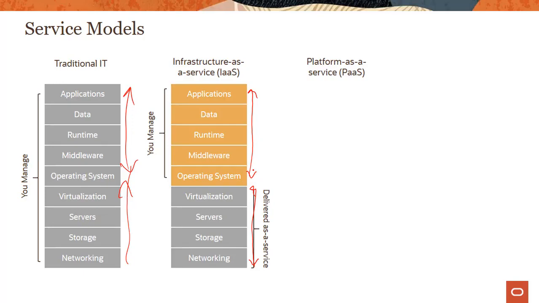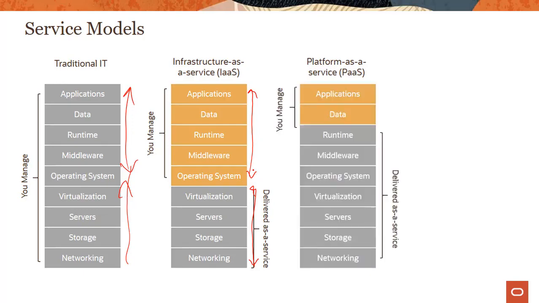The second model in the cloud is platform as a service. In this case, the provider is responsible for managing a little bit more than infrastructure as a service. So the provider is also managing things like your runtime. Let's say you have a Java runtime or a Node.js runtime. And what you do as a customer is write your applications and run them on the platform without worrying about the underlying virtual machine. You don't get a VM, you just get a runtime environment.